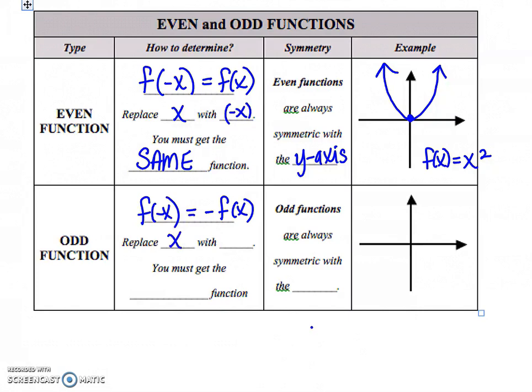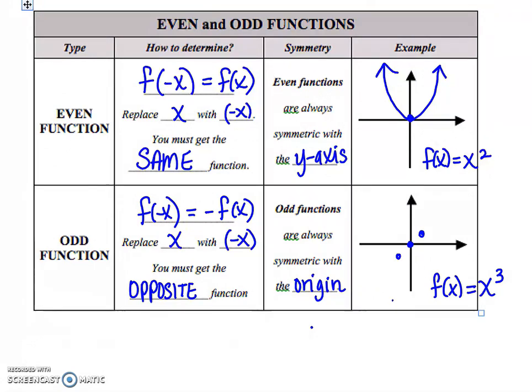Again, you're going to do the same thing. You're going to replace your x values with negative x in the equation, and you must get the opposite function. Odd functions are always symmetric with respect to the origin. An odd function that you are familiar with is f of x equals x cubed, which looks kind of like this. That is symmetric with the origin. So it's almost as though if you rotated it around like 2 quadrants, you'd end up with the same function.